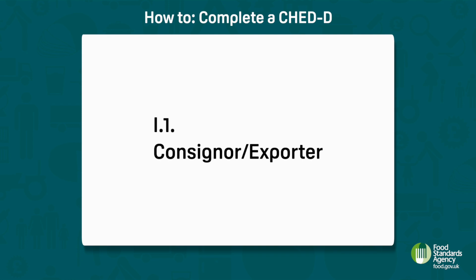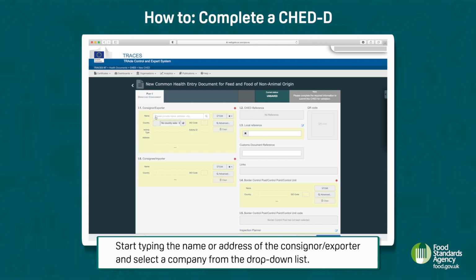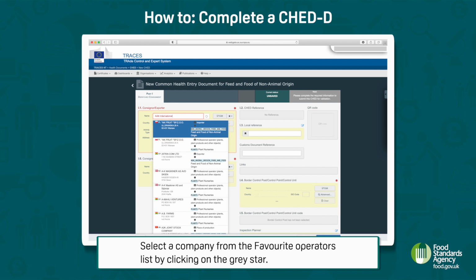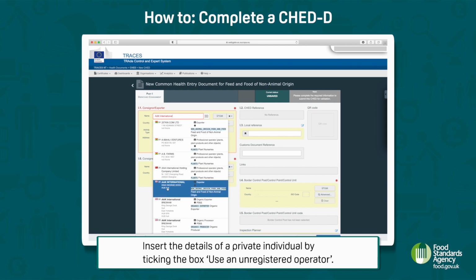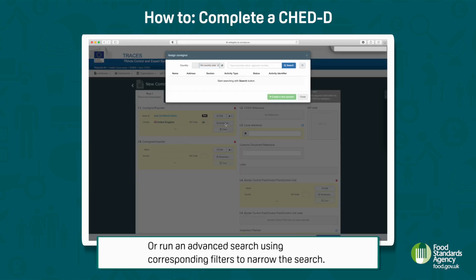I1. Consignor Exporter. To complete this section, you can start typing the name or address of the consignor exporter and select a company from the drop-down list. Select a company from the favorite operators list by clicking on the grey star. Insert the details of a private individual by ticking the box Use an unregistered operator, or run an advanced search using corresponding filters to narrow the search.